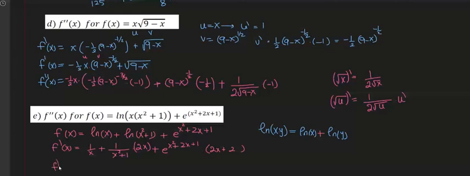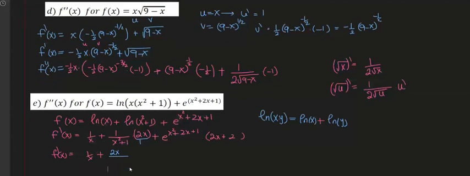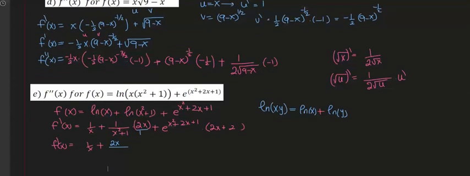Now, that's the f dash. I might rewrite it as 1 over x, that's the simplest form, plus we can write this as if this 2x is over 1. We might combine them together to have 2x over x squared plus 1, so the numerator times the numerator and the denominator times the denominator, and then plus (2x plus 2) multiplied with the exponential function.